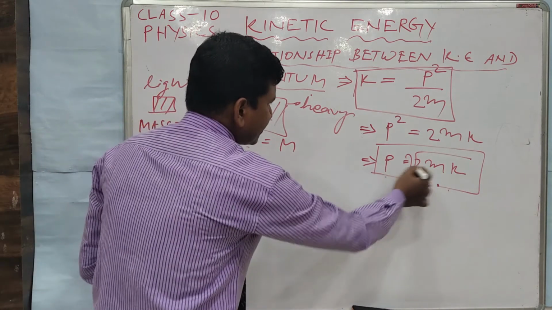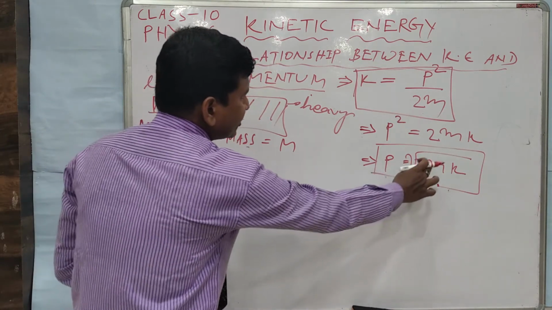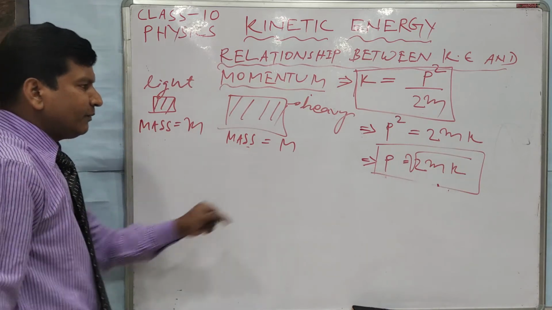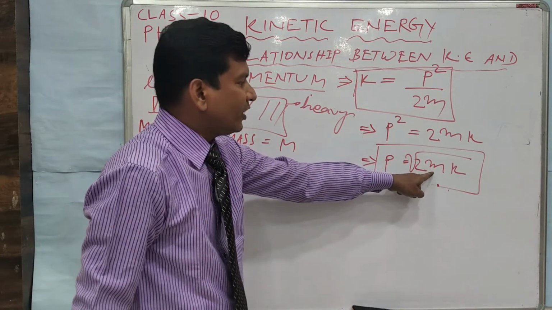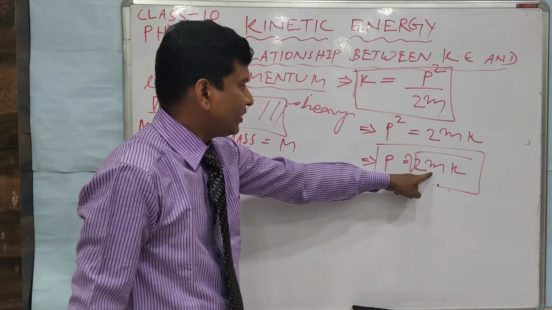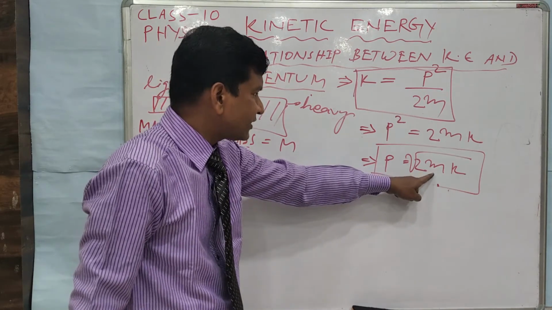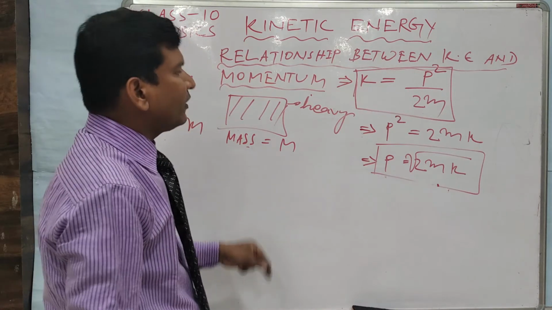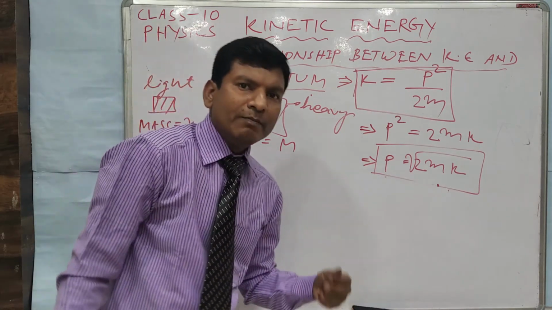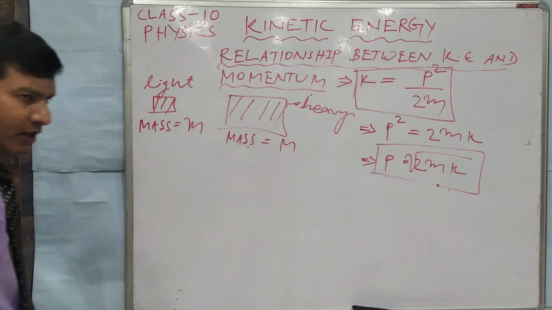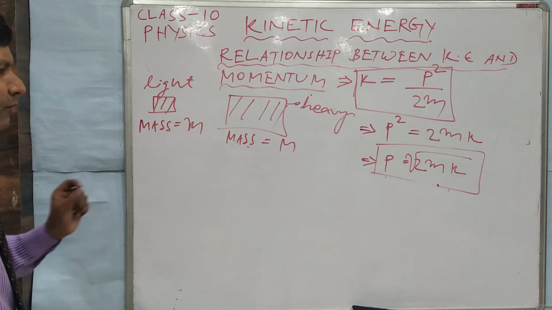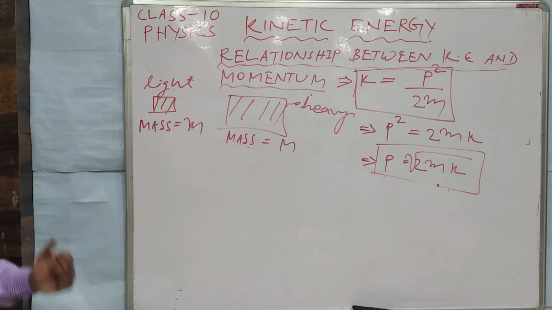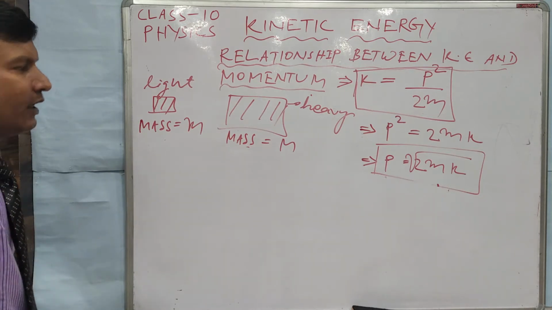In this way you can also understand, since P equals root of 2mK, the momentum is directly proportional to the root of m, the square root of the mass. So the momentum of the heavy body will be more than the momentum of the light body. Let us see how the momentum of the heavy body becomes more than that of the light body.